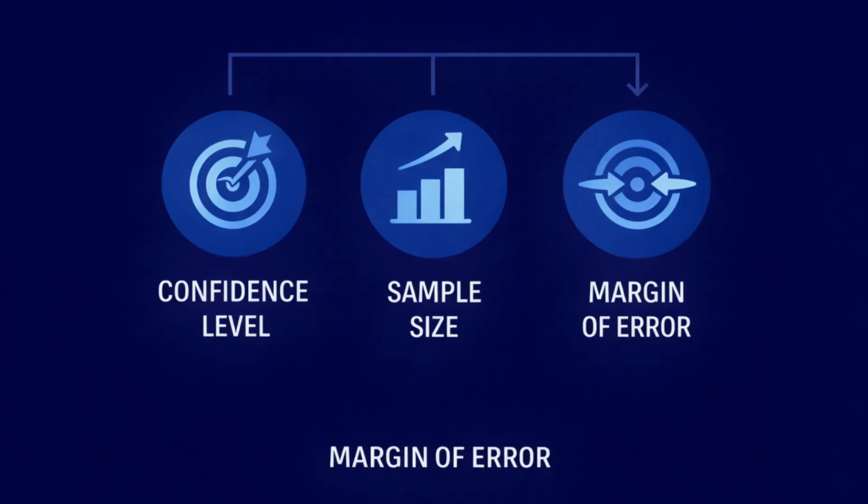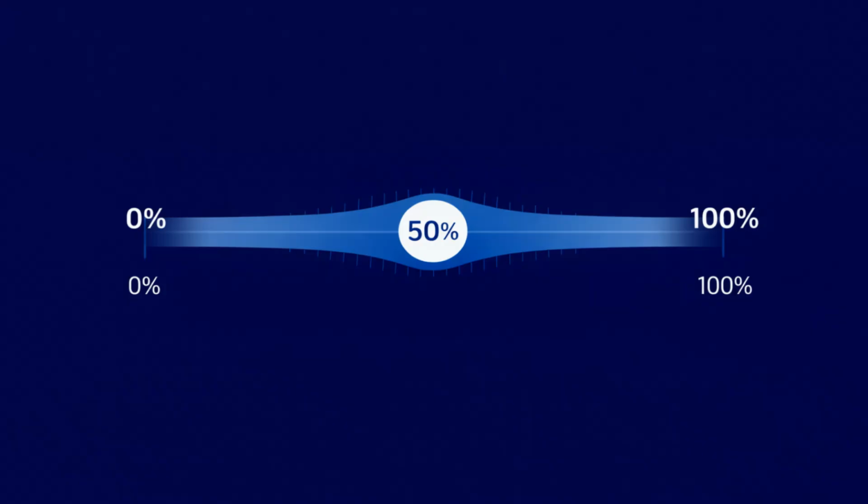Higher confidence levels produce larger margins of error, because the method must capture the true value more often. Larger sample sizes produce smaller margins of error, because more data reduces random variation. Proportions closer to 50% tend to have more variability, which leads to larger margins of error than proportions closer to 0% or 100% when sample size is the same.